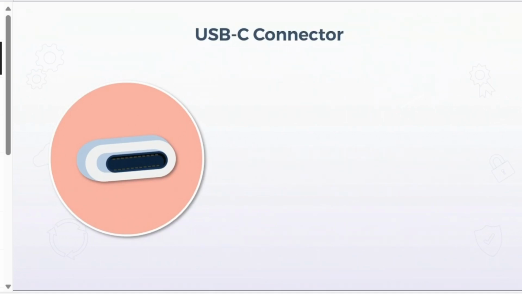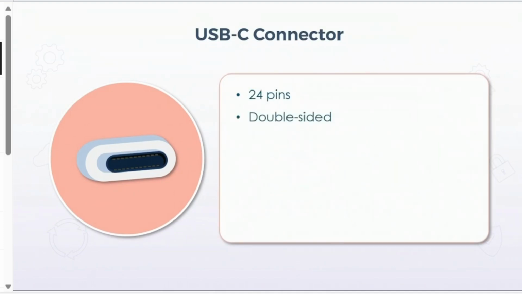So to address that, the USB-C plug uses 24 pins, double-sided or 12 on each side, and with this configuration, you'll never have to worry about an upside-down plug again because it doesn't matter. It can be plugged in either way and it will still work. In addition, it uses the same connector on both the host and the device ends, so that doesn't matter either.